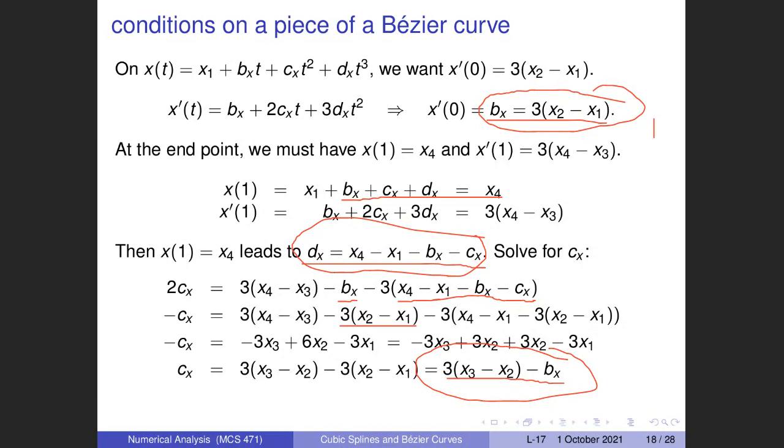So 1, 2, and 3. So that's actually the algorithm: 3 steps for 3 coefficients. The first coefficient we got from just copying the x-coordinate of the first point. Everything is the same if you do this for y. So you replace all the letters x by y, and you go through the same process.